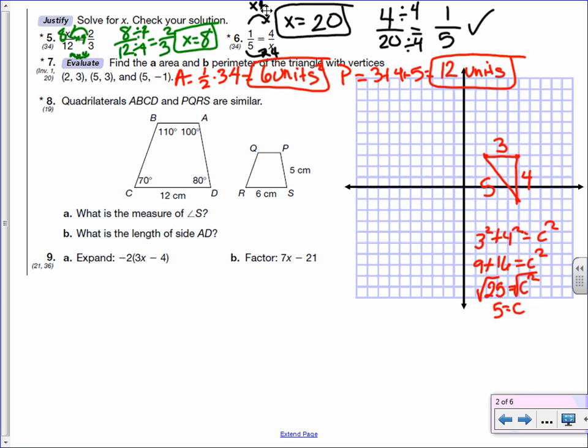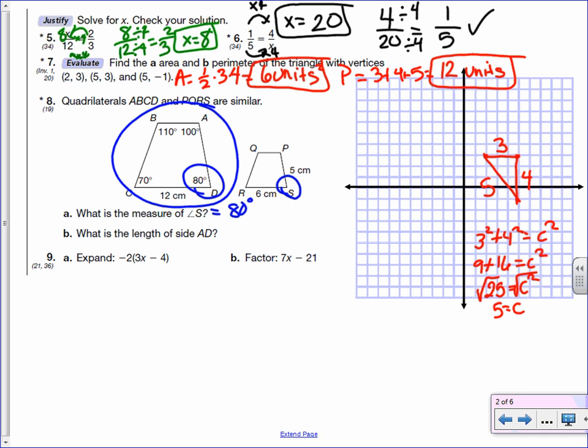Quadrilaterals ABCD and PQRS are similar. Remember, in similar shapes, the corresponding angles are equal and the side lengths are proportional. So they want to know what is the measure of angle S first. Well, we look in the bigger shape over here and we say what angle would match up with S, and that angle is D. So since D is 80, then S must be 80 if they are similar.